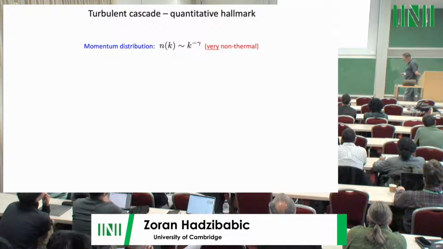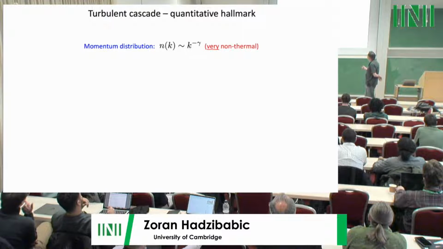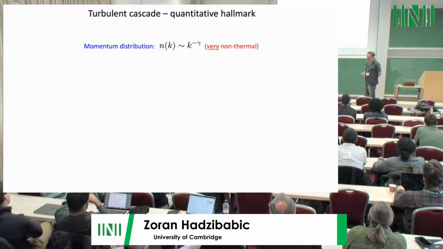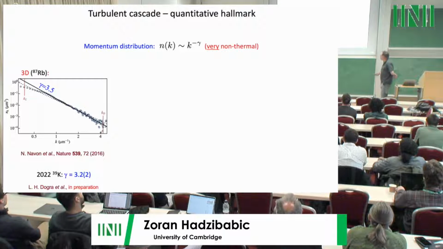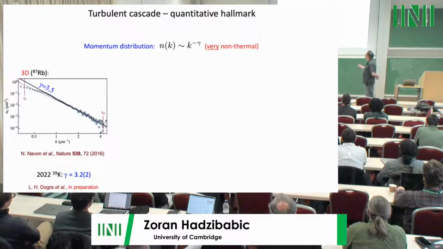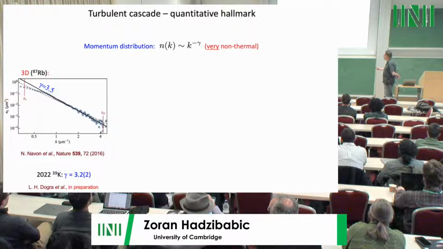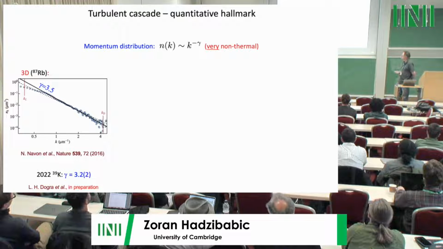Okay, this is the first hint that this is not a simple thermal state, but quantitatively, as you know, the smoking gun for turbulence is that the momentum distribution is some kind of power law, which is definitely not a thermal distribution. And so again, this is the original data from 2016 in 3D rubidium-87, and what we said there, based on whatever data we had, is that this power law exponent is something like 3.5. Now we have about 2 orders of magnitude more data. So as opposed to this one measurement, we have about 150, also with different interaction strengths and so forth. And we would revise this number to something like 3.2 plus minus 0.2. This is still an unpublished result.